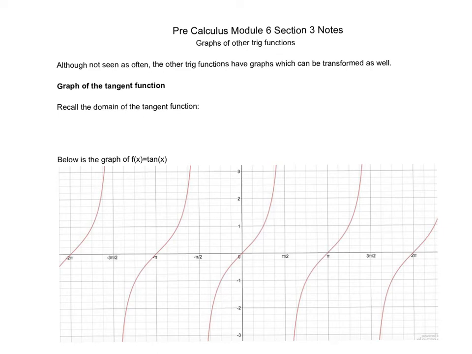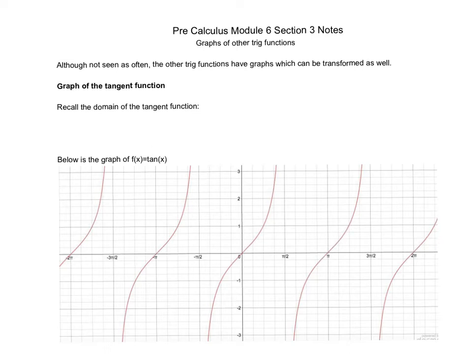In section 3, we're going to take a look at the graphs of our other trig functions. Although we're not going to see these graphs as often, they can be transformed as well. We're going to first look at our tangent function. The special thing about the tangent function is that its domain is different than sine and cosine.